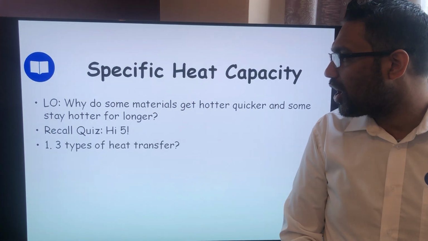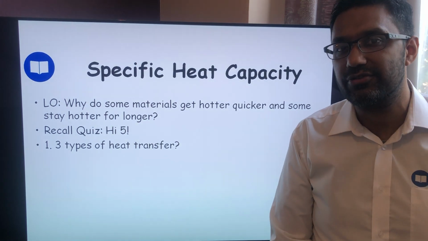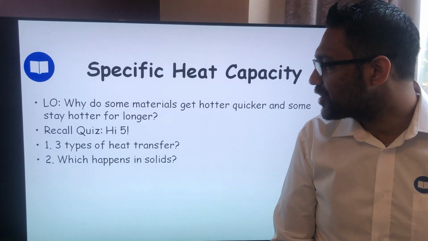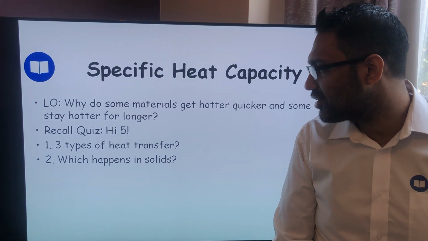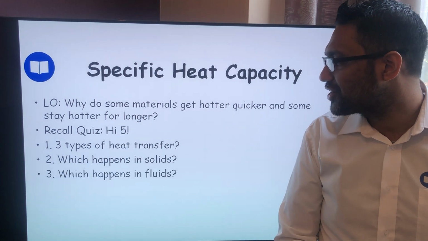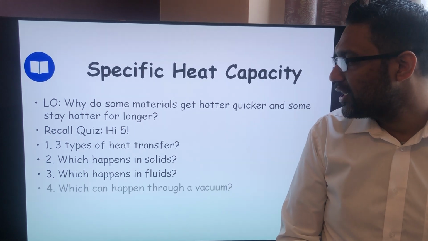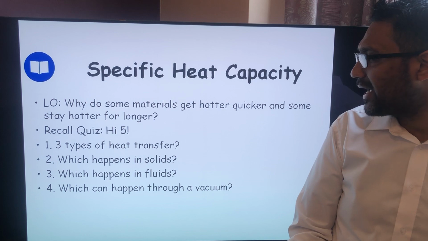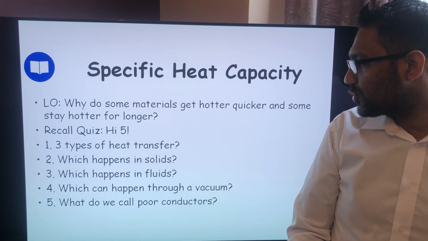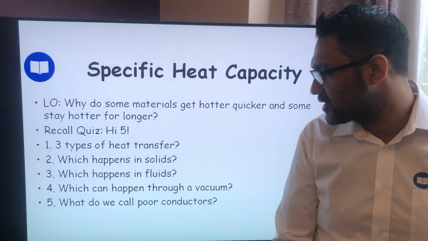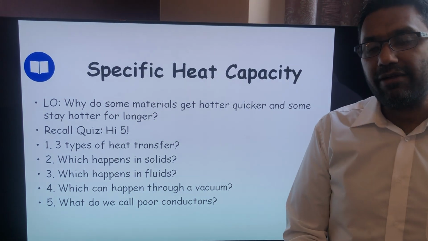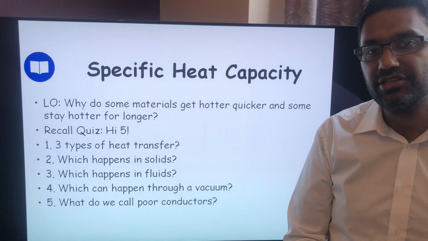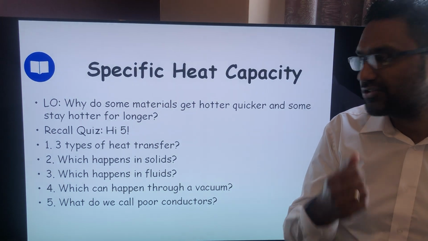Number one, what are the three types of heat transfer? I gave you a clue there, I said them just before. Number two, which happens out of those three in solids? Number three, which happens in fluids? Number four, which can happen through a vacuum? And the last one, number five, what do we call poor conductors? Have a quick go at answering those questions and pause the video if you need to, and then when you unpause, we'll go through the answers.